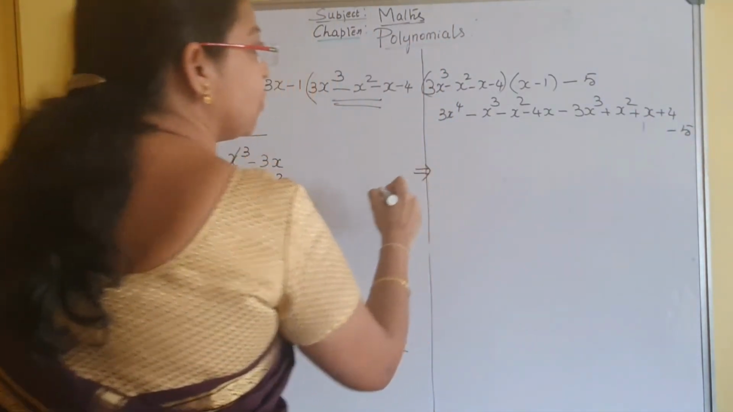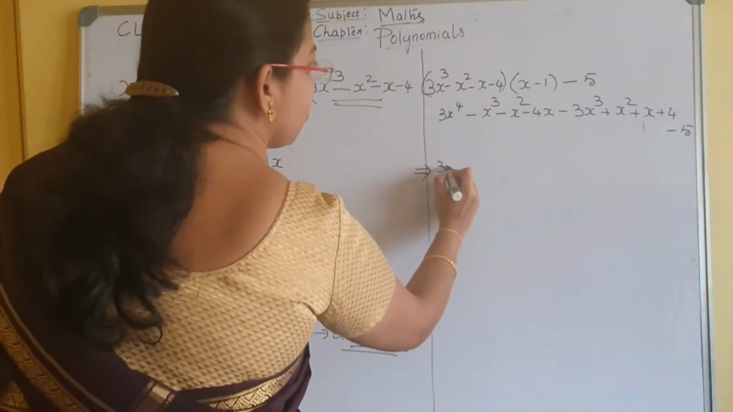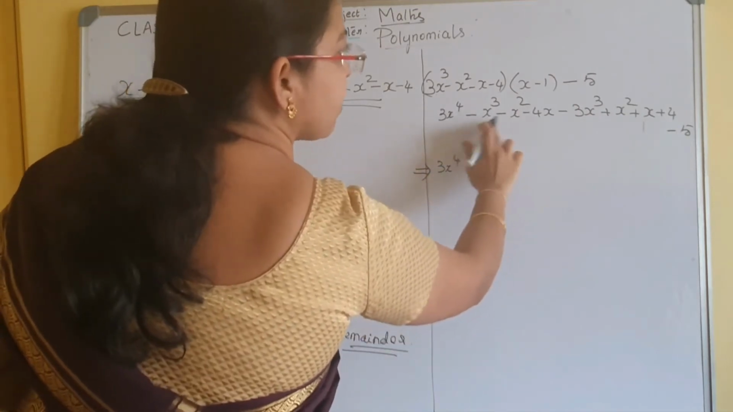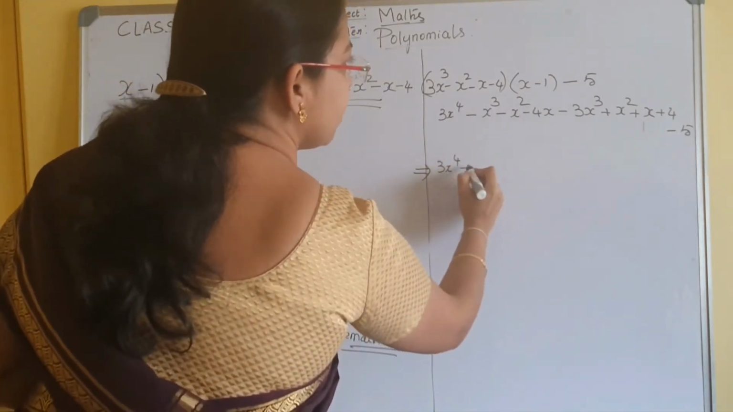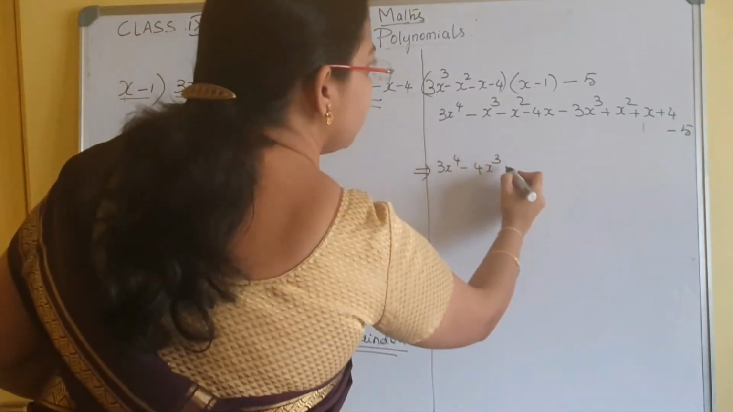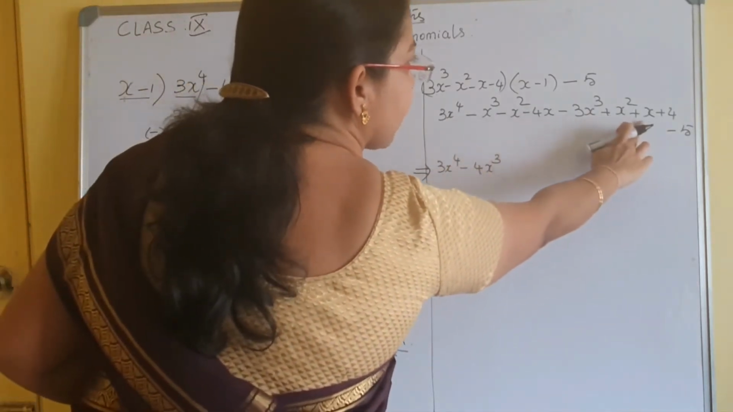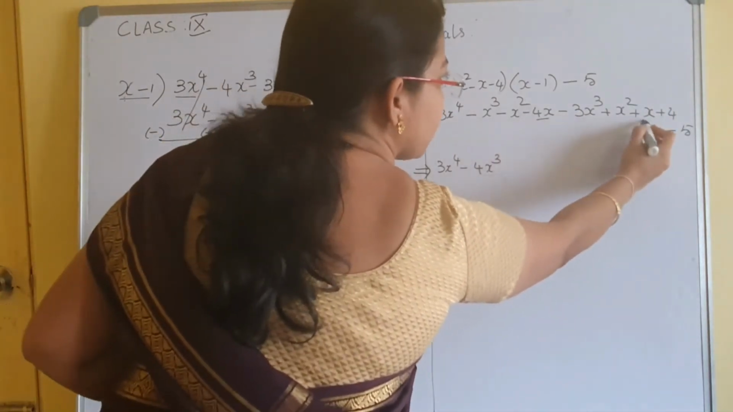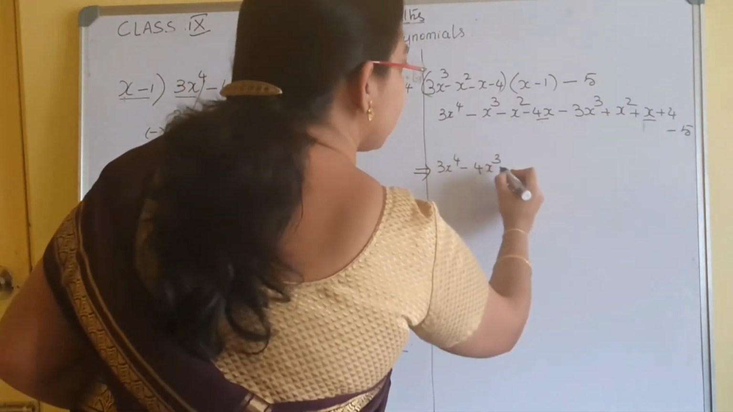So this will give you 3x to the power of 4. And then x cube, how many are there? Minus 4x cube. And then minus 4x plus x. We'll have to group the terms, right? Like terms, minus 4x and minus 3x.